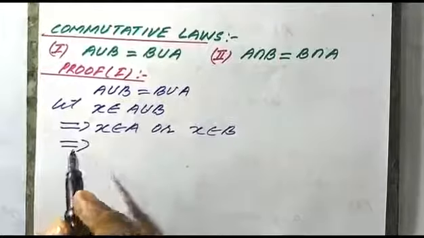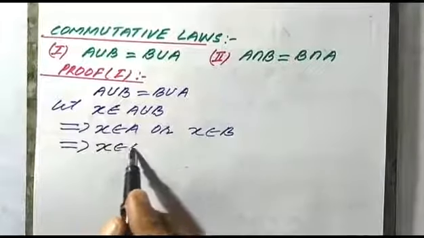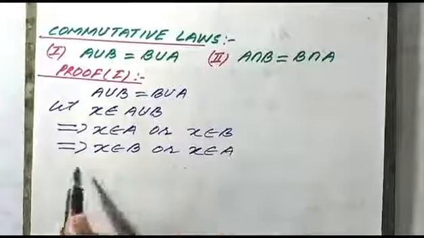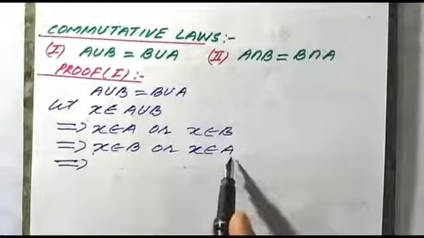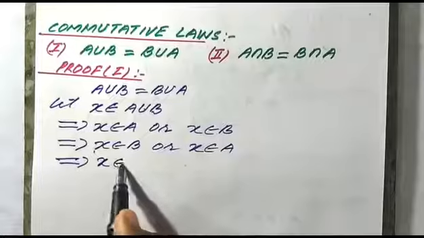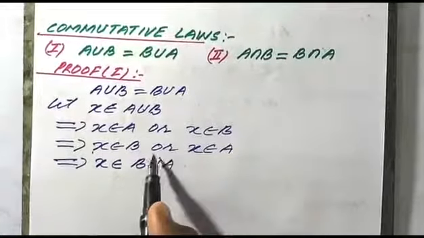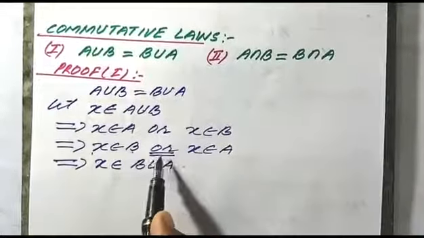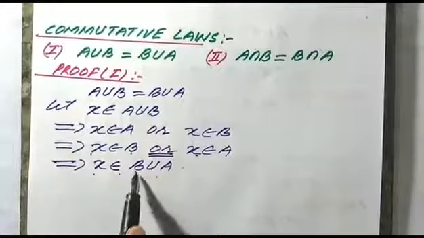It implies that this statement may also be written as X belongs to B or X belongs to A. And if we write this statement back in the form of union, we may write it as X belongs to B union A, because of the word or: X belongs to B or, that is union, X belongs to A. So X belongs to B union A.